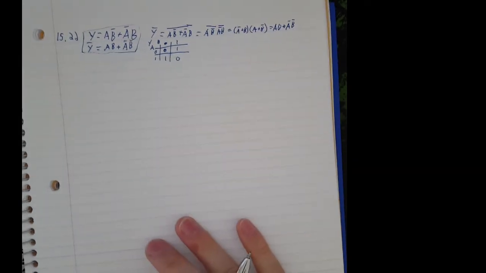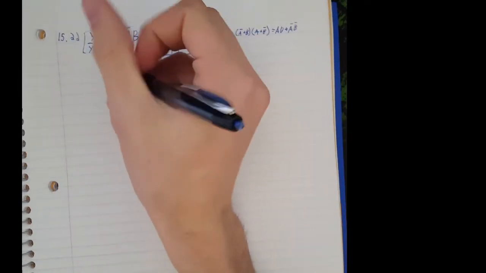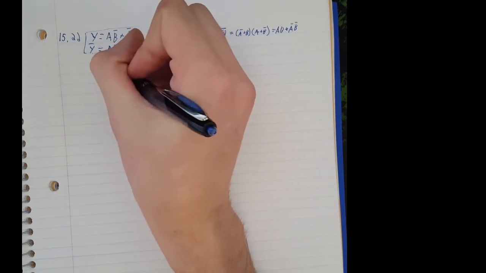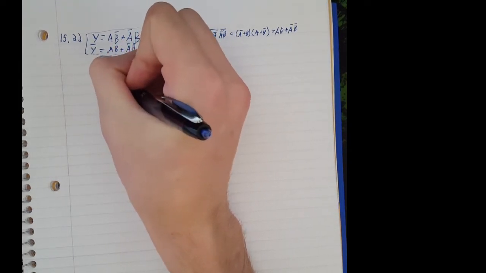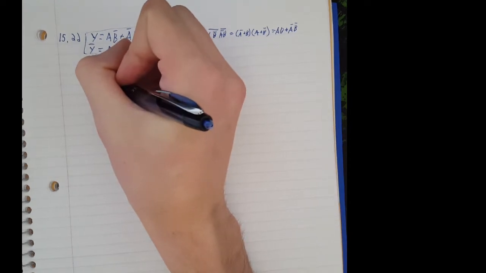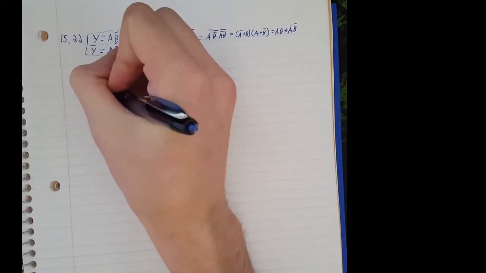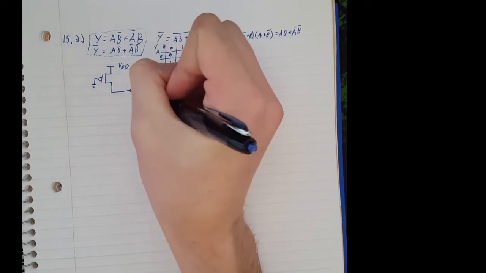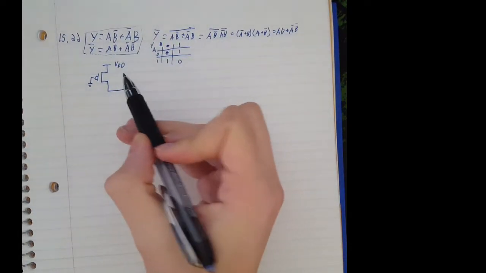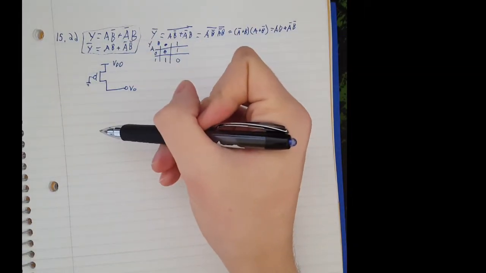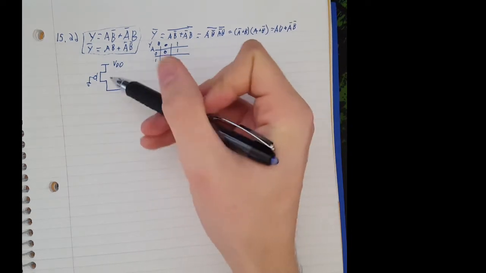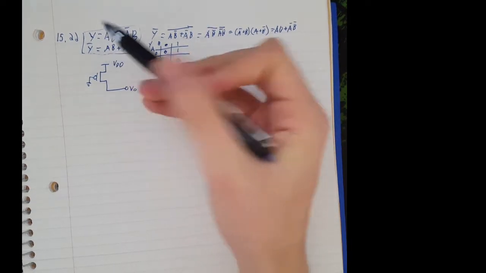So to do our pseudo NMOS, we're going to have our pull-up network simply be a PMOS connected to ground at the gate. And so all this is doing is acting as a resistor. So when our pull-down network is on, it's pulling it down to 0. When our pull-down network is off, V out is just going to VDD.